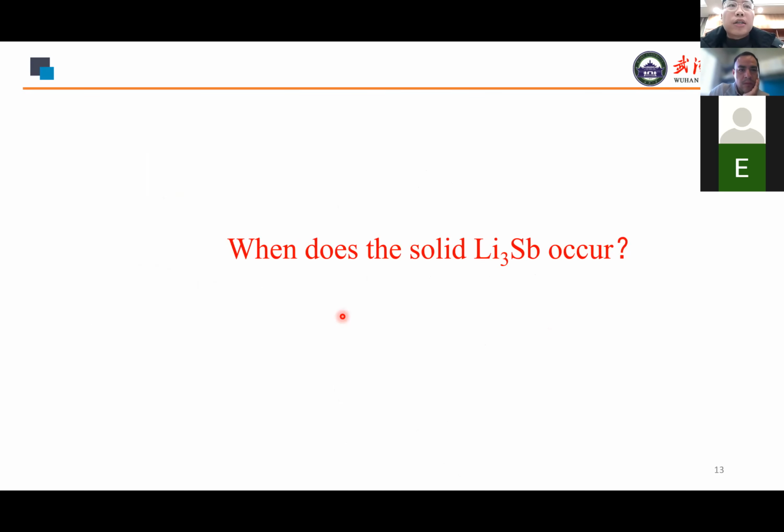When does the solid lithium antimonide occur? There is no lithium tin antimony ternary alloy phase diagram available to us. If we want to know the lithium content in the liquid alloy which leads to the formation of lithium antimonide, we can only measure it.